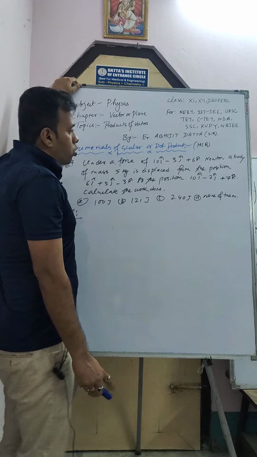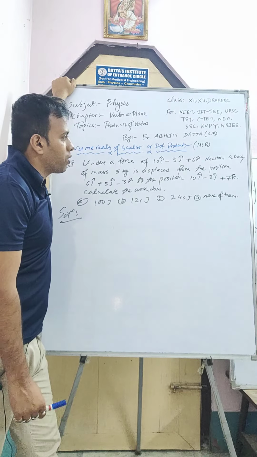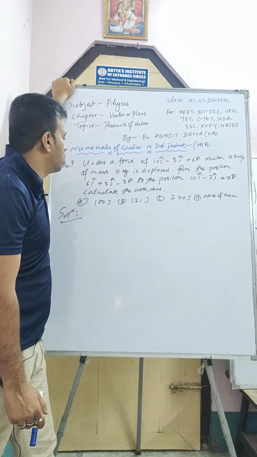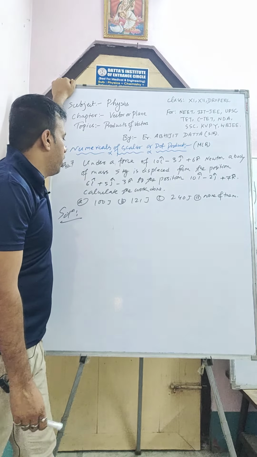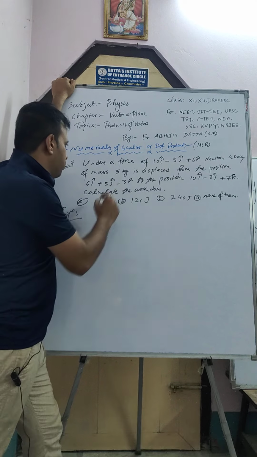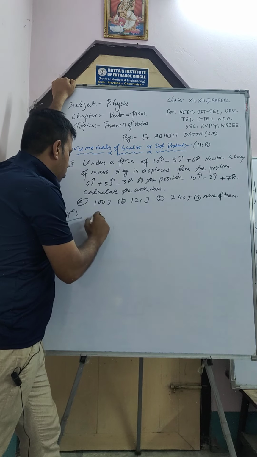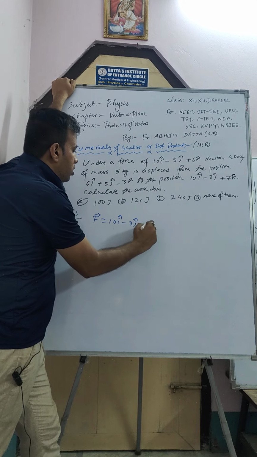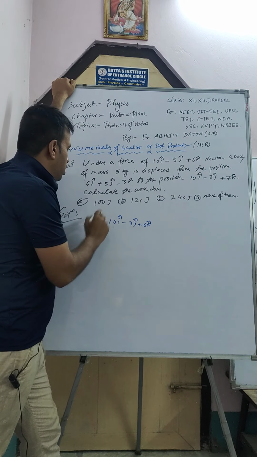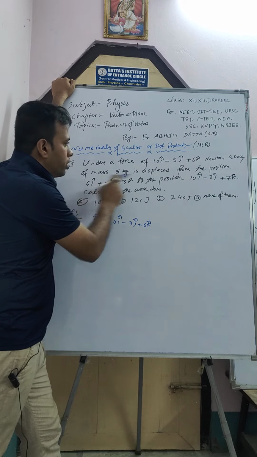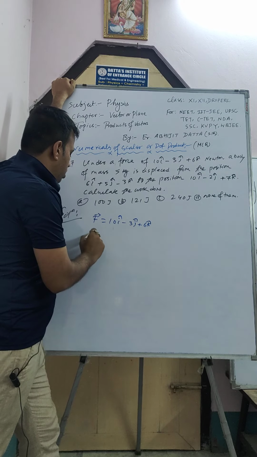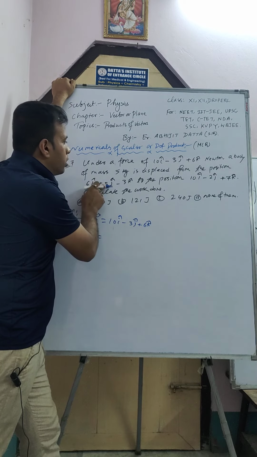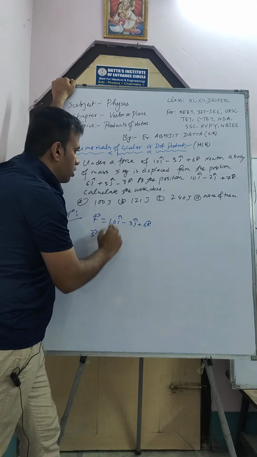Under a force of 10i minus 3j plus 6k newtons, a body of mass 5 kg is displaced from one position to another, and calculate the work done. This one is the force: 10i minus 3j plus 6k. This one is the initial position and this one is the final position. So the displacement S vector will be final minus initial position vector.